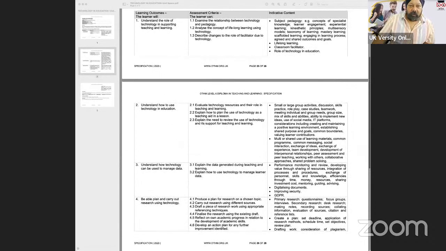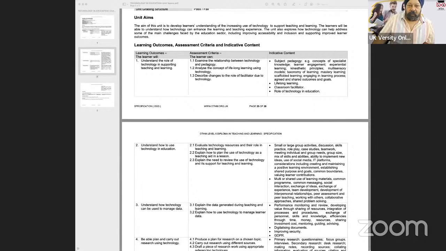Okay, thanks for joining, and let's start with learning outcome 3 today. In this learning outcome, we are going to understand how technology can be used to manage data. This is one of the bits that we want to look at today.